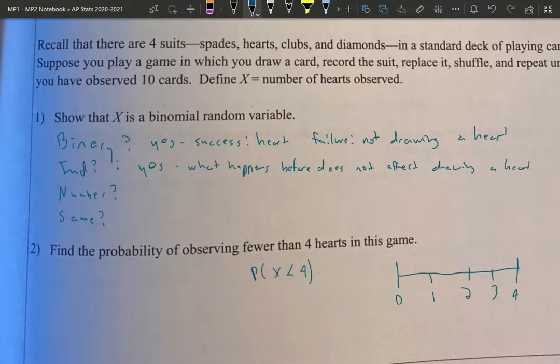All right, no problem. Number, yes, there are a fixed number of trials right here. In this case, we have that N equals 10. All right, that is the fixed number of trials. And lastly, right here, are all the probabilities the same? Yes, drawing a heart, okay, the same probability. And drawing a heart is going to be 13 out of 52, which is actually 1/4. All right, if you want to reduce it to 1/4, up to you.